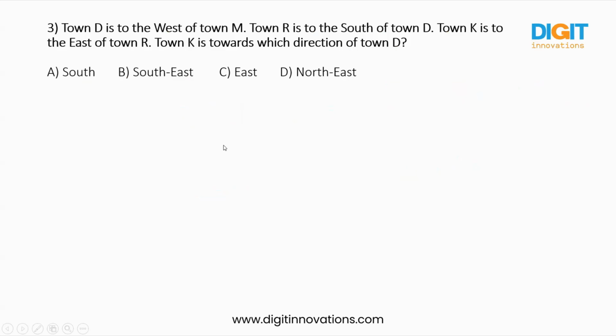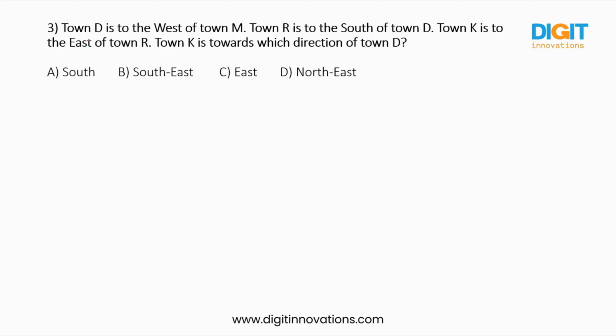So next one: Town D is to the west of town M. Town R is to the south of town D. Town K is to the east of town R. Town K is towards which direction of town B? First of all, we have to arrange those three statements. Then we will get to know on which side K is.